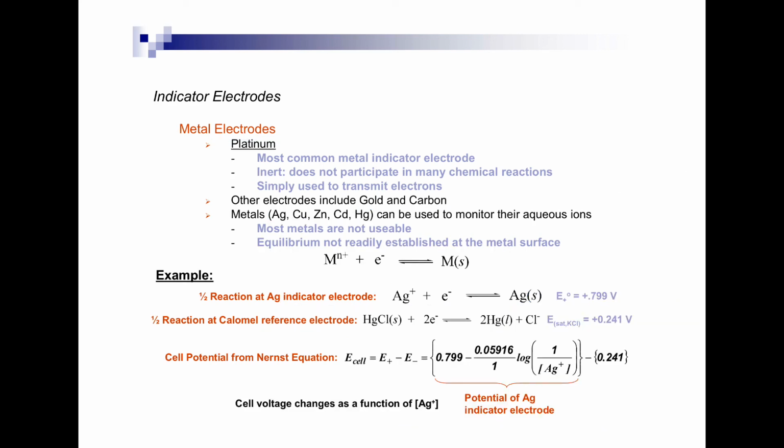So here I've just cleaned up my slide a little bit and made it a little tidier for us. But what's happening here is this concentration of silver is going to change the potential at the cathode, and so that will change the potential that we're measuring for the cell.